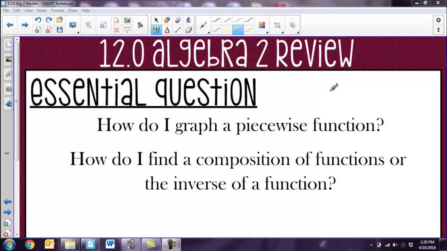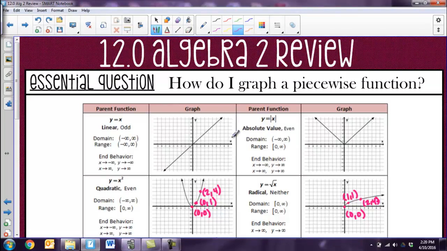Hey guys, today we're going to review some concepts that we learned in Algebra 2. We're going to look at parent functions, piecewise functions, and then compositions of functions and inverses of functions. So the first thing we're going to look at is the parent functions handout I gave you.